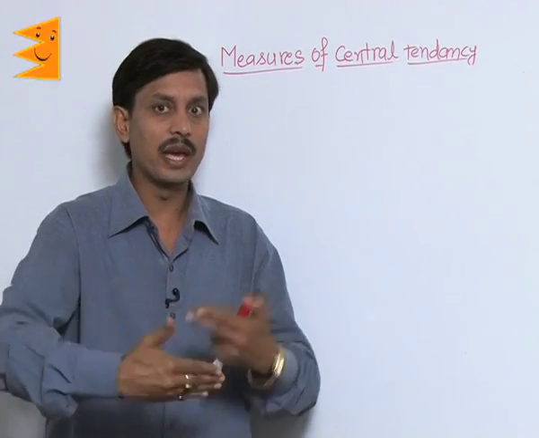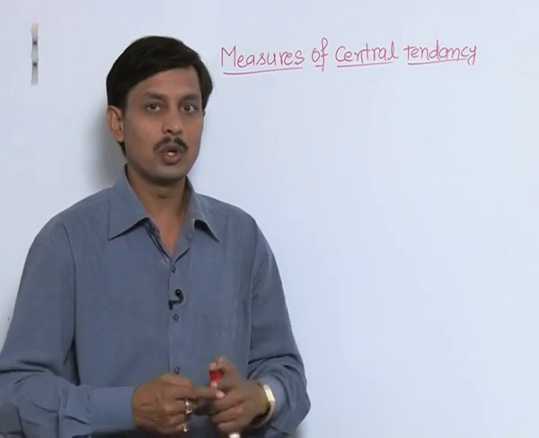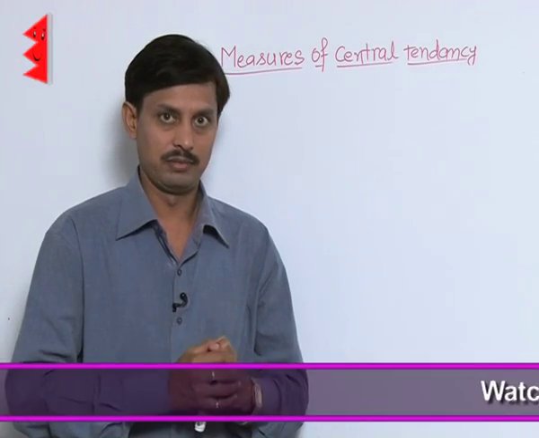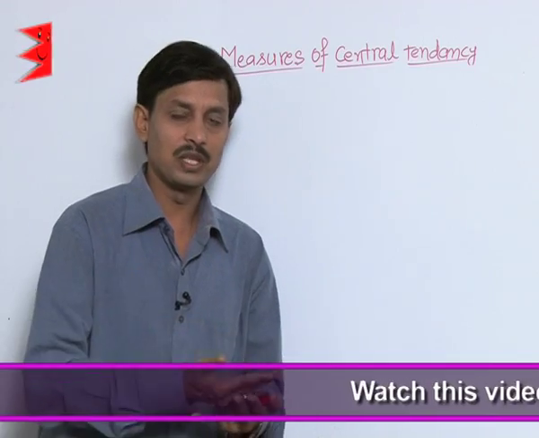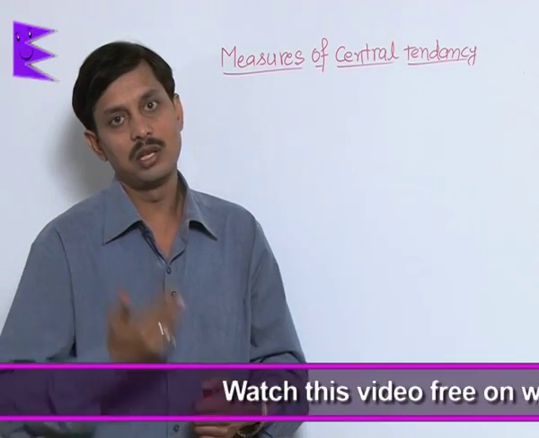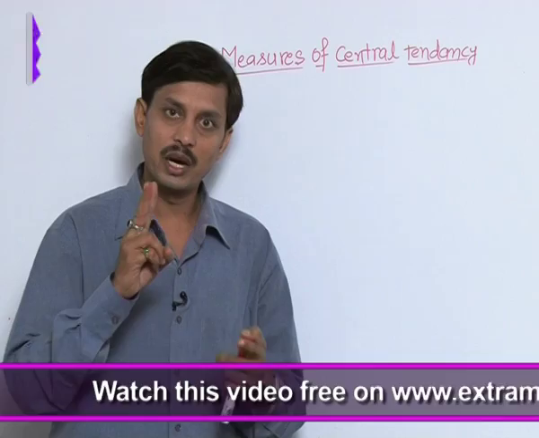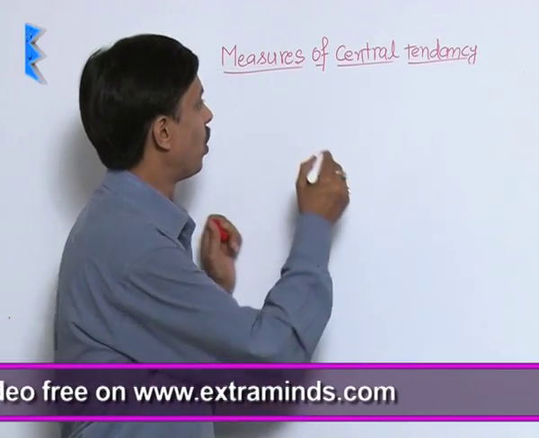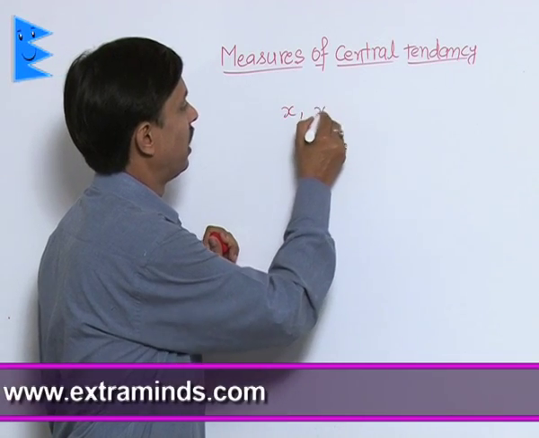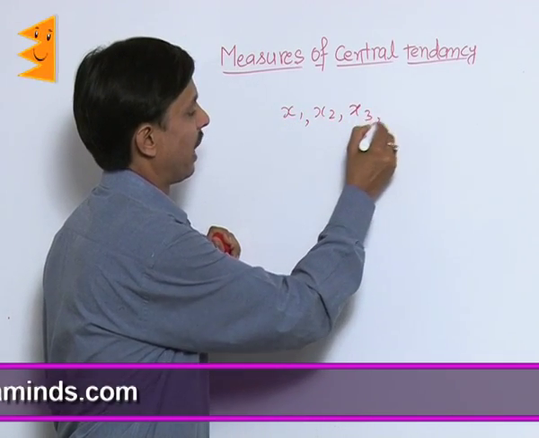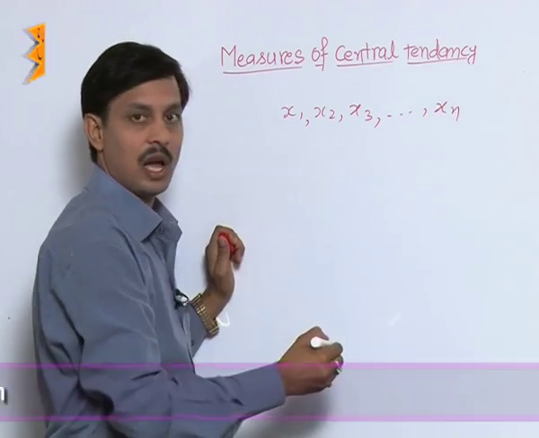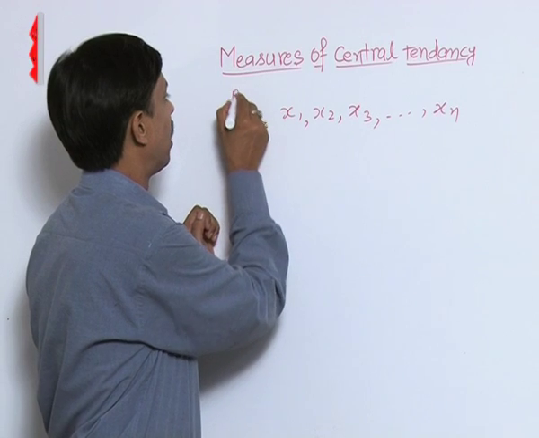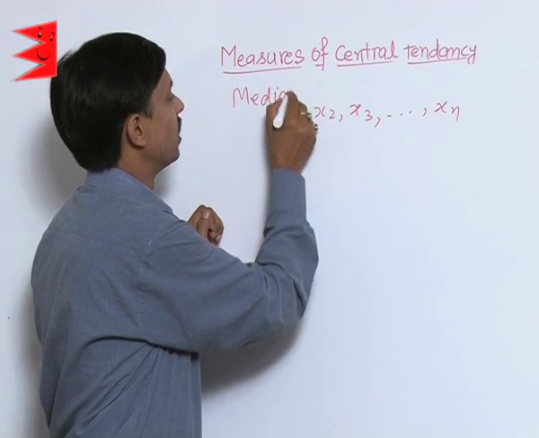Before we calculate the median, we must know whether the number of observations is even or odd. There are two cases: the number of observations may be even or it may be odd. So there are two formulae for calculating the median. Suppose the observations are x1, x2, x3, and xn.